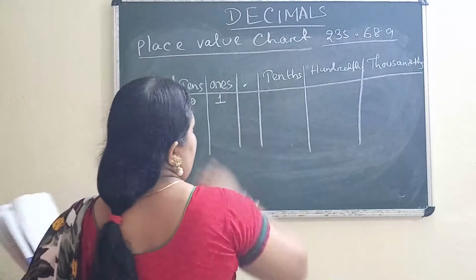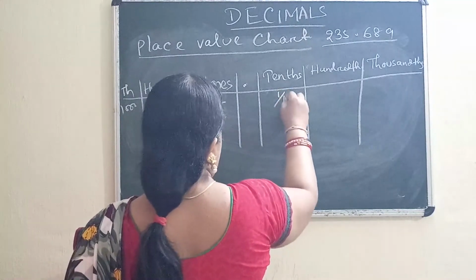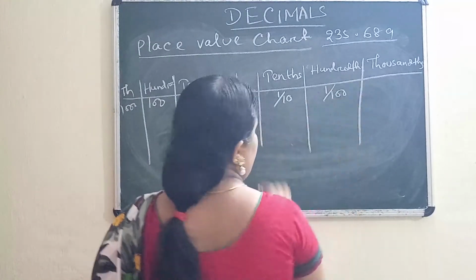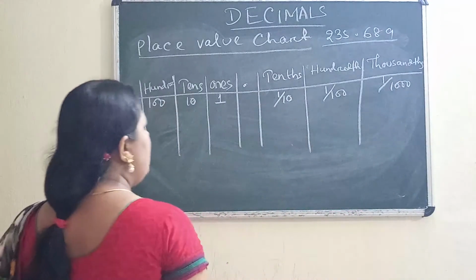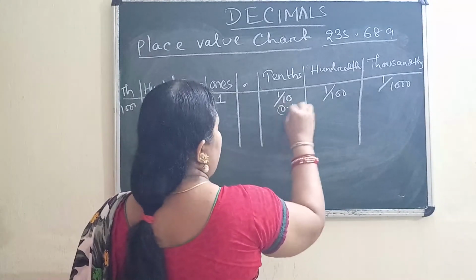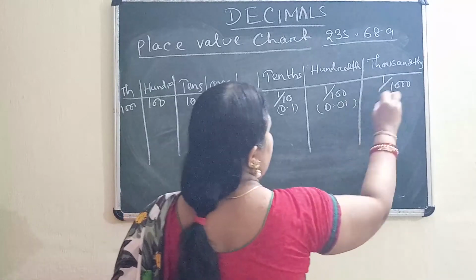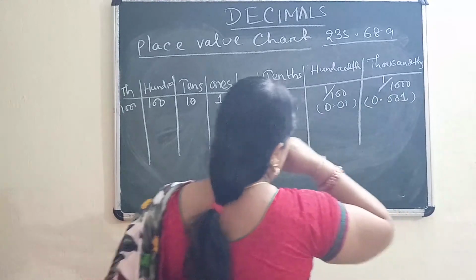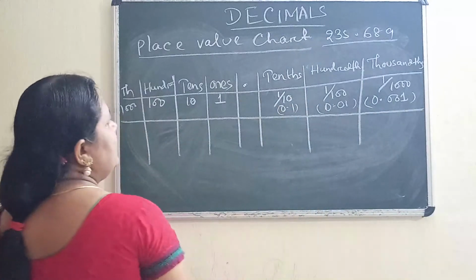So here, tenths means what is the value? 1 by 10. Hundredths, 1 by 100. Thousandths, 1 by 1000. Or in decimal form you can write 1 by 10 means 0.1, 1 by 100 means 0.01, 1 by 1000 means 0.001. Clear? So the place value in the decimal number system is like this.